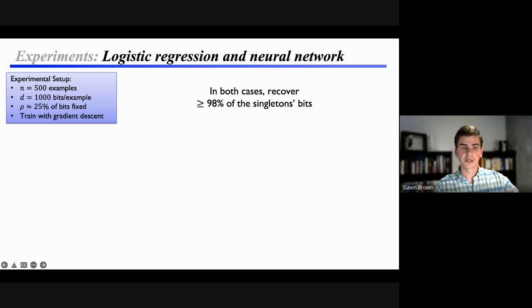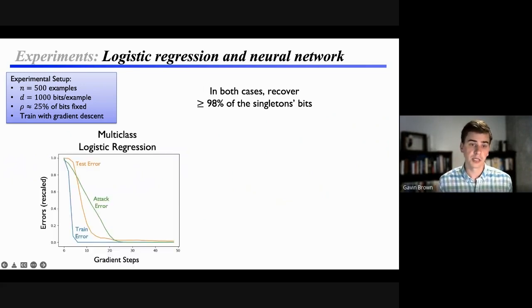So in our experimental setup, the data set will have 500 examples, each of which has 1,000 features, and we'll set roughly 25% of those features to be fixed. And we'll just train with vanilla gradient descent. I'll spoil it and say in both cases, both logistic regression and the neural network, we're able to recover over 98% of the singletons bits, almost perfect recovery from these trained models.